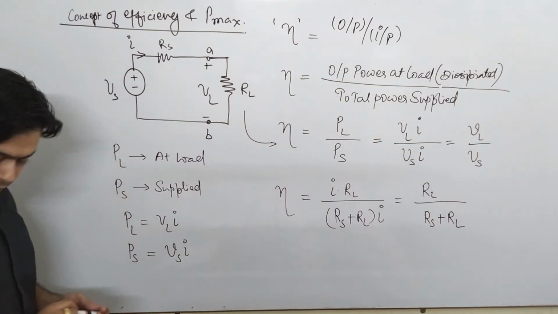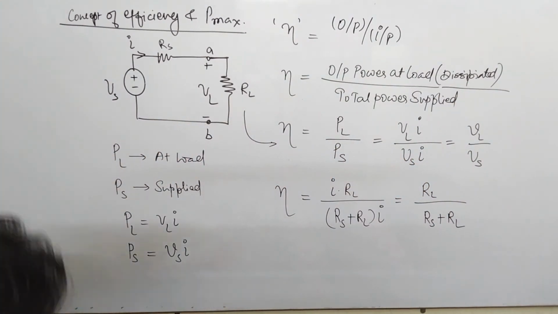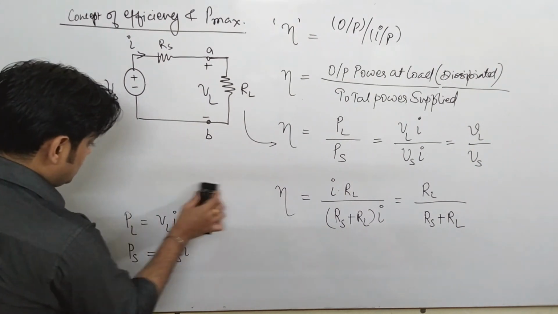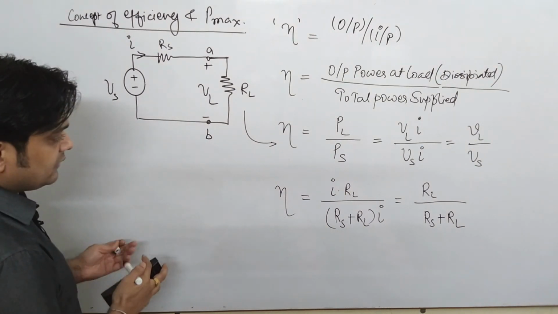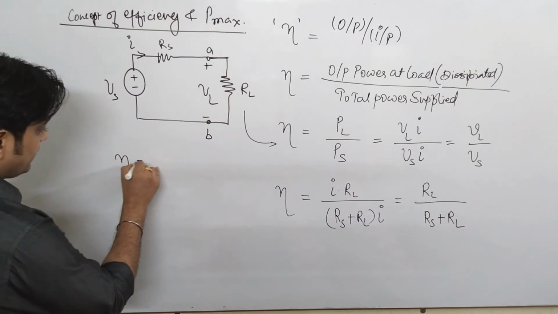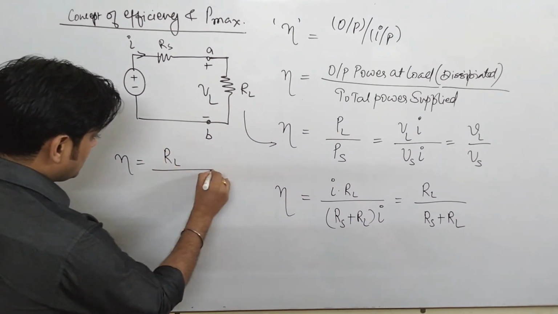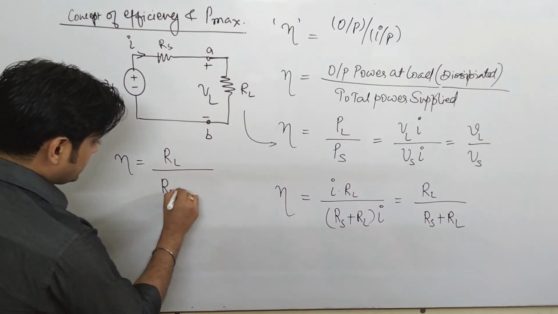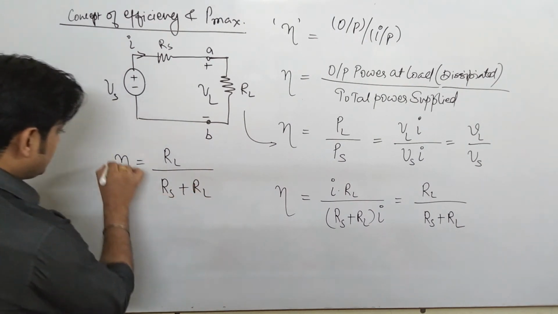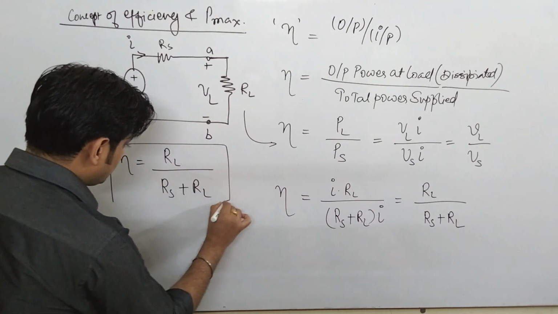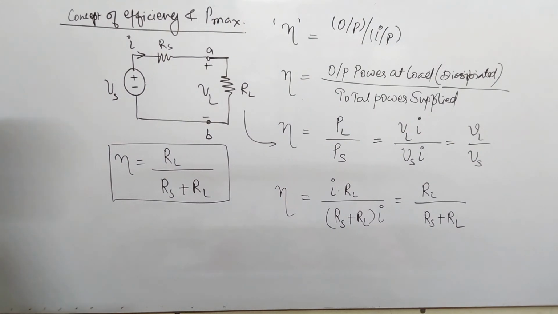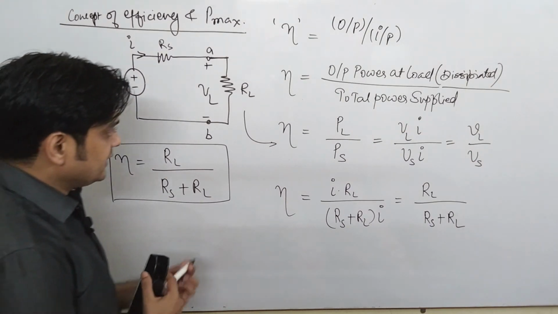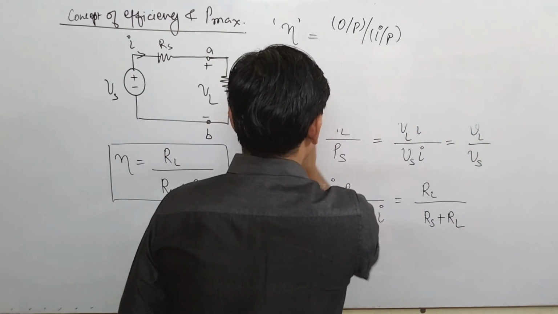So in case of networks, you can say that the efficiency is defined as RL upon RS plus RL. Very important formula. Now there are certain conditions we'll see in this regard.